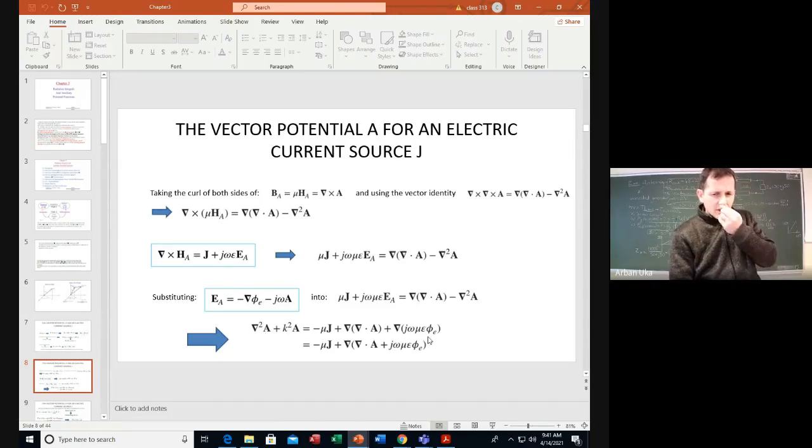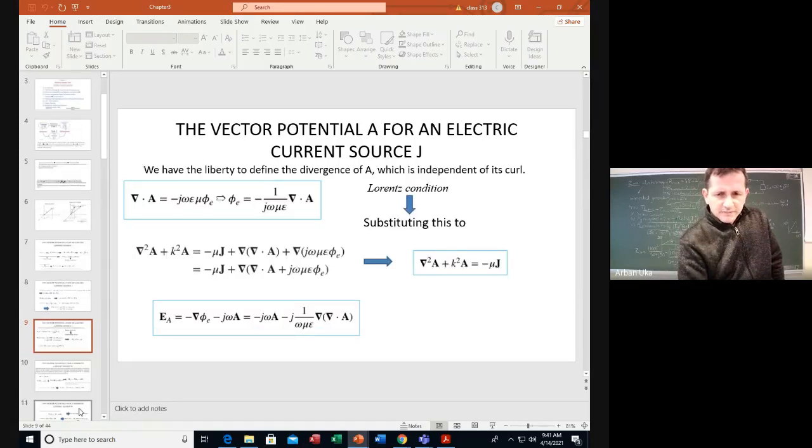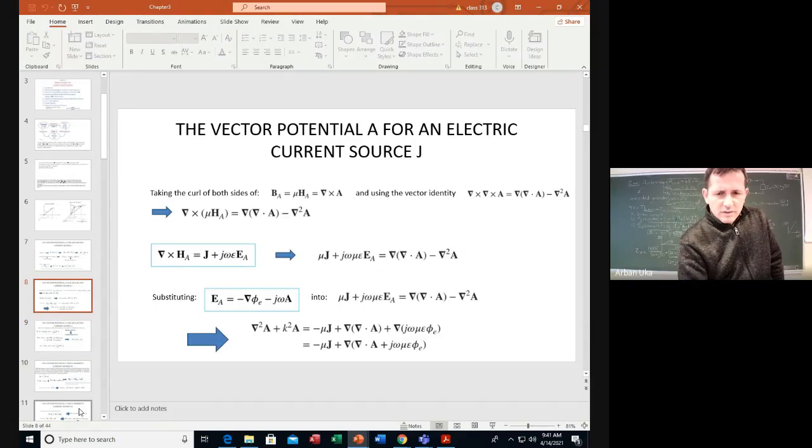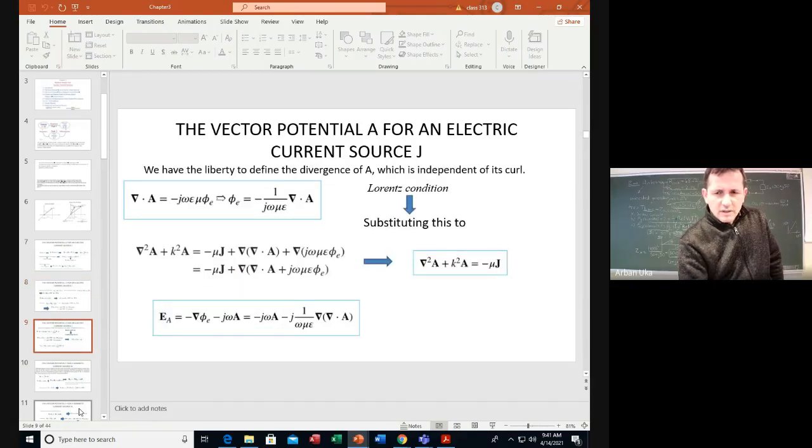This differential equation is a non-homogeneous one. I was trying to remember the correct term. So this is a non-homogeneous differential equation where we have to include here a J, or the current density, which is the source. Okay, so let's move again here. Sorry, this was the A, this is the 9th.